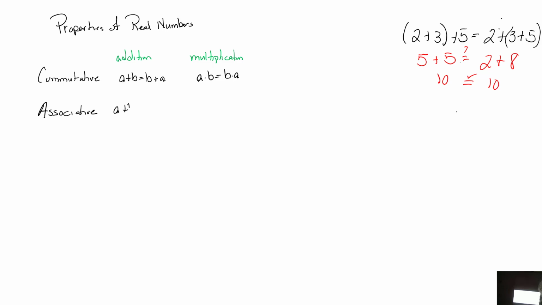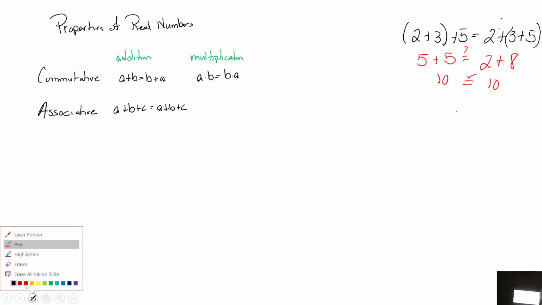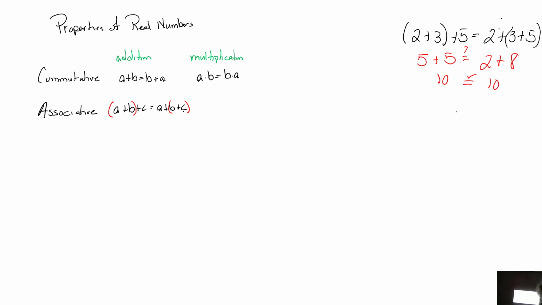I keep the numbers in the same order on both sides of the equal sign. What I do is I regroup. So I'm going to take the first two numbers on the left and the last two numbers on the right. Now, do you think this works for subtraction?